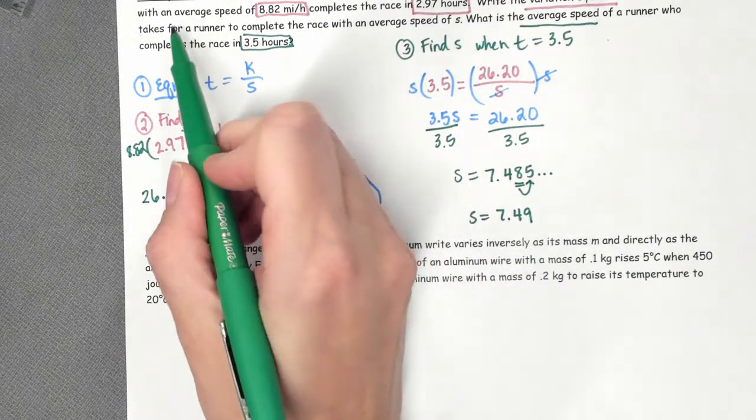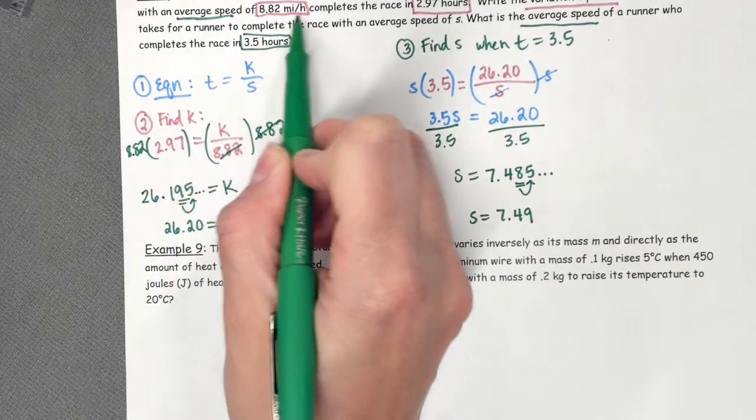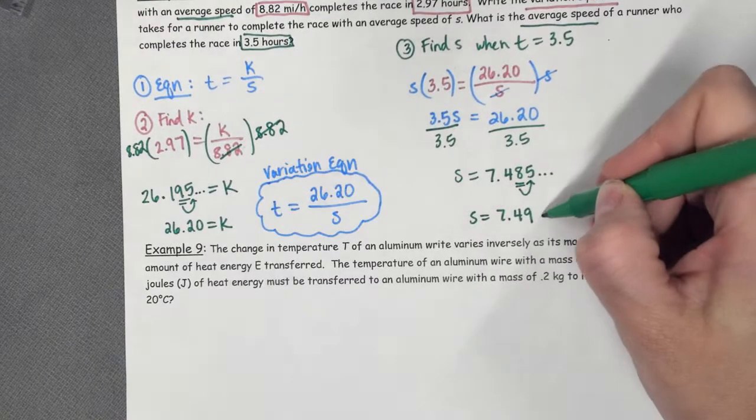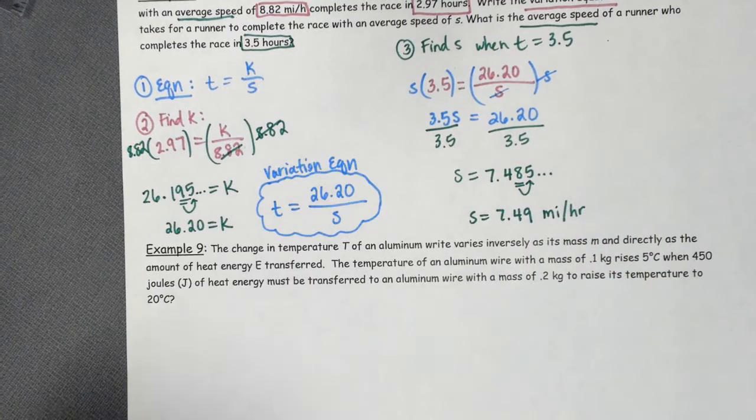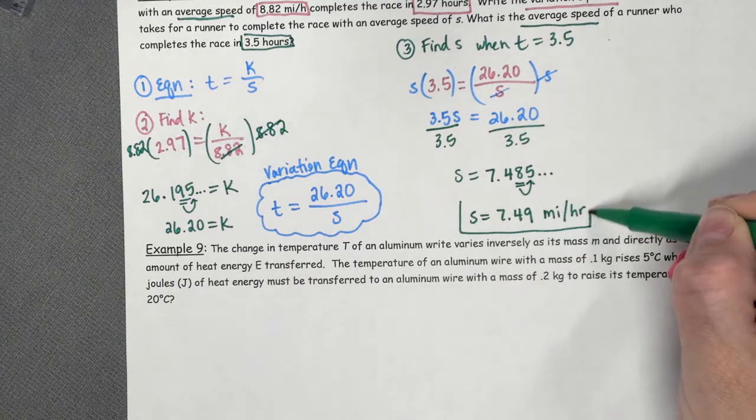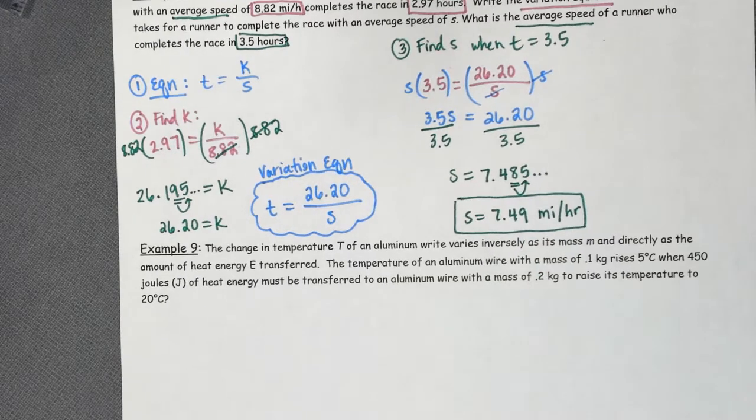And then, like I said, if you're not sure, this is S. That's the average speed. And here it tells you the average speed is in miles per hour. So it's going to be the same. It's miles per hour there. And that will be your final answer.